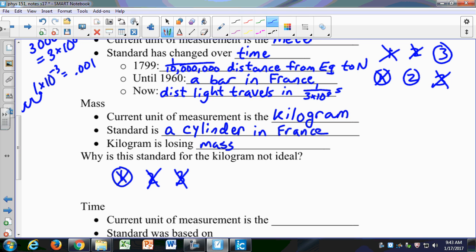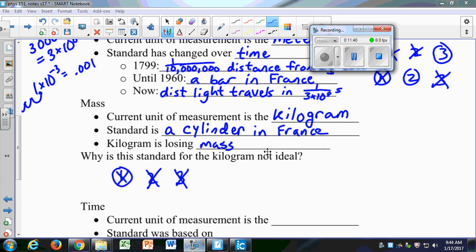No, it's not accessible to all. So not a very good standard for the kilogram, and that's why scientists today are trying to figure out a new standard for the kilogram, kind of like we've done for the length, how we evolved from these different standards to now we have the standard that's based on the speed of light that makes it an excellent standard. Trying to do the same for the kilogram.